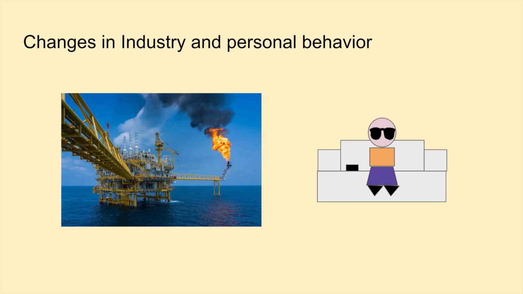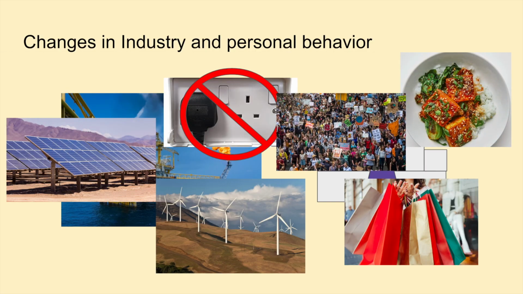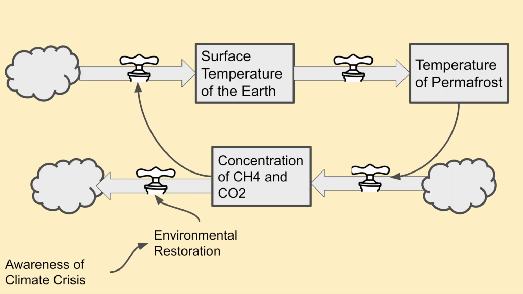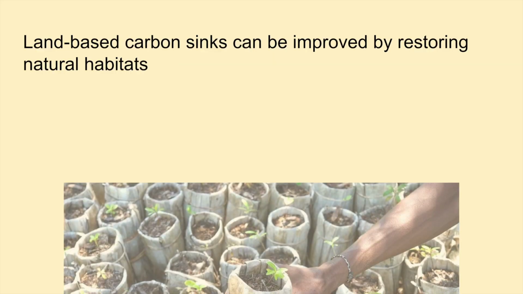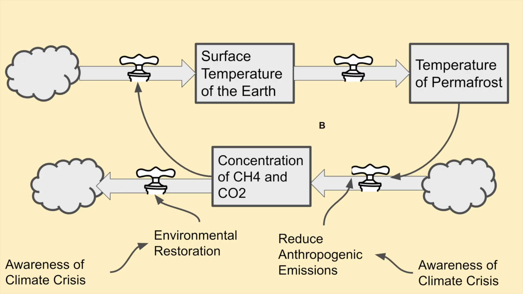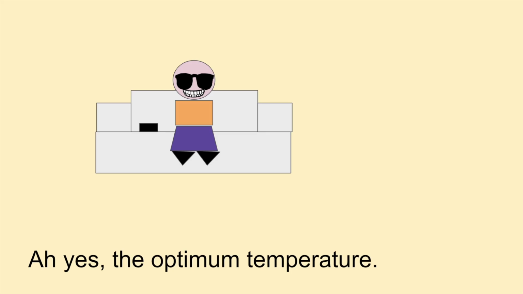This can be done by big-scale changes in industry, such as changing the electricity grid and consuming less power in general. The collective action of individuals can also make a difference. Try to eat more plant-based meals, buy only what you need, and advocate for a better future. Also, we can increase the amount of carbon dioxide and methane that flow out of the atmosphere into carbon sinks. Land-based carbon sinks can be improved by restoring natural habitats. If we act fast enough, the positive feedback loop will balance out. Yes, the optimum temperature.